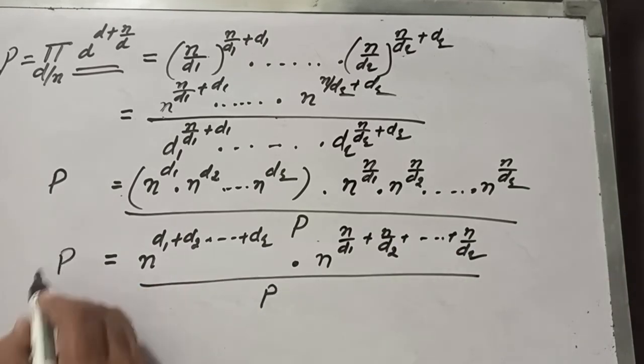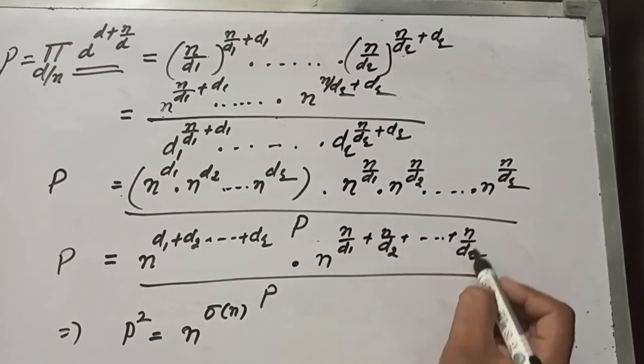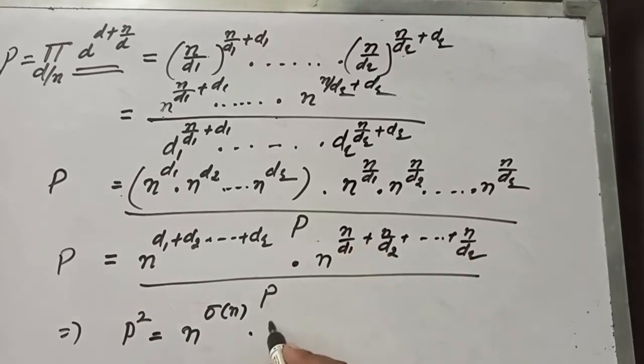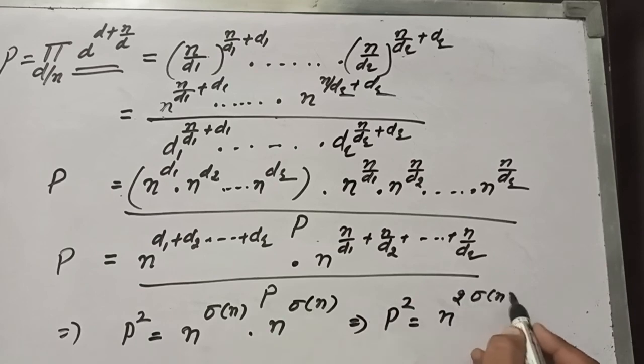So this is p. So now cross multiply: p square. This is the sum of all positive divisors, so therefore this is n raised to power sigma n. Again n by d1, n by d2, up to n by dr is again the sum of divisors, so this is again n raised to power sigma n. So p square is equal to n raised to power, again powers get added, 2 sigma n. Take the square root: p is equal to n raised to power sigma n.